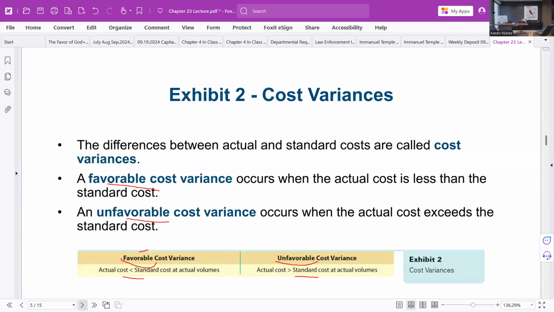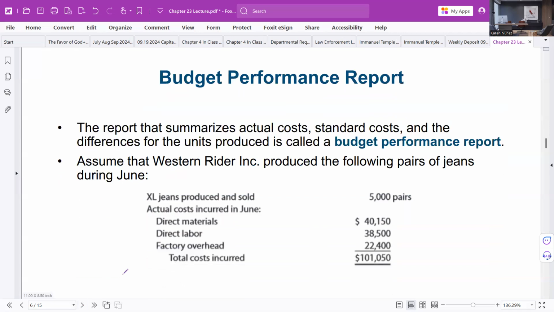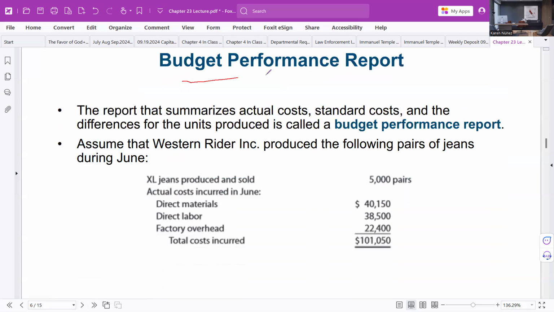So we need to measure the differences between what we thought was going to happen, the standard, and what actually happened, and identify those variances. And we will typically do that on something that we call a budget performance report that summarizes all the actual costs, the standard costs, and those differences or the variances.